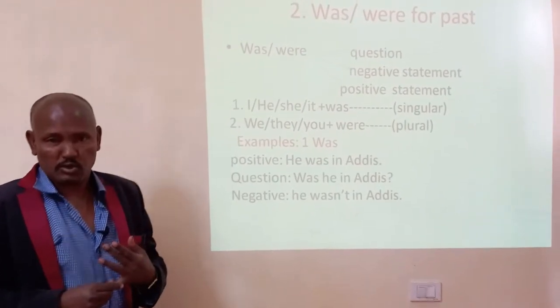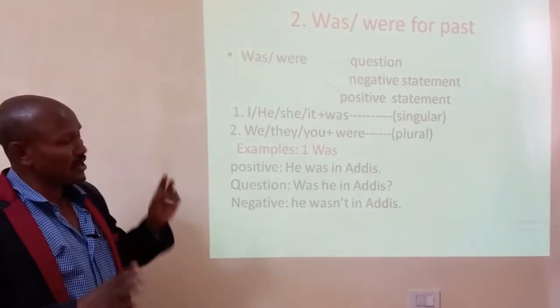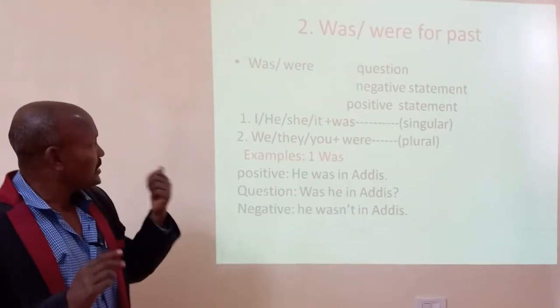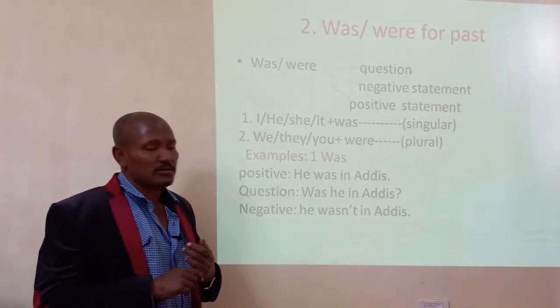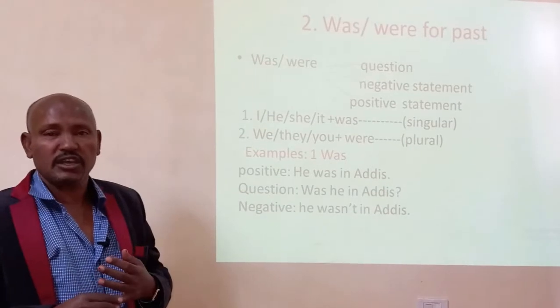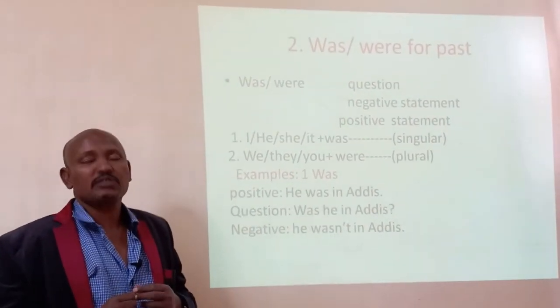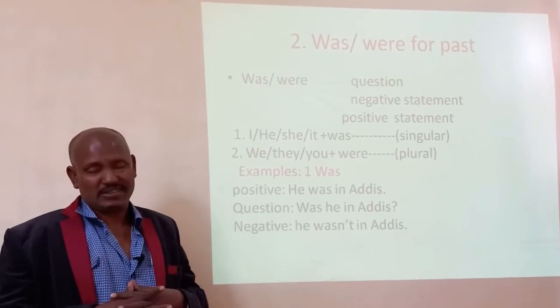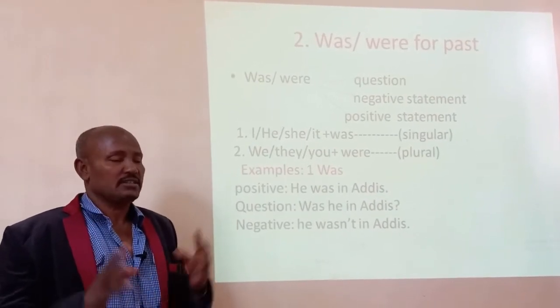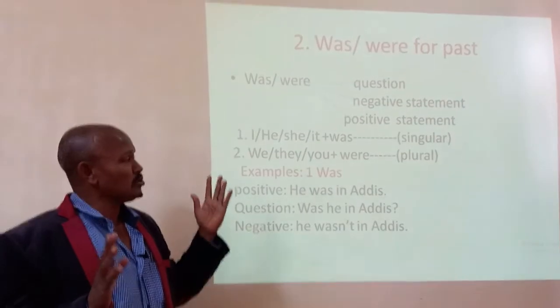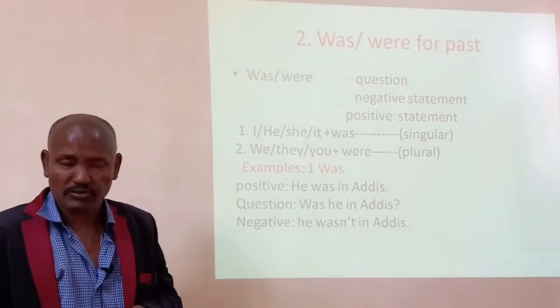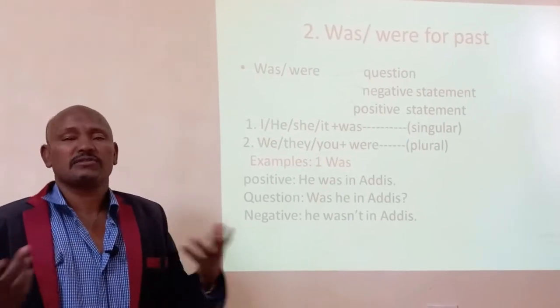When the speakers are plural, the verbs are divided like was and were. So the first person I and the third person singular he, she, it plus was is appropriate. This is the right way for using was.